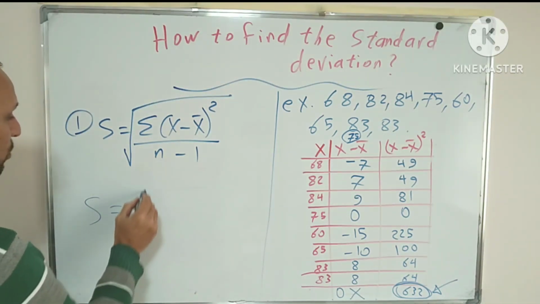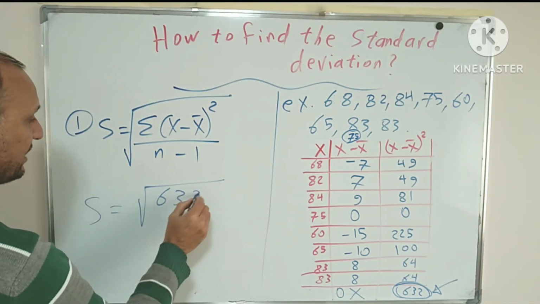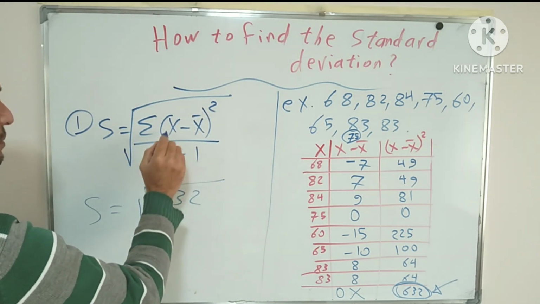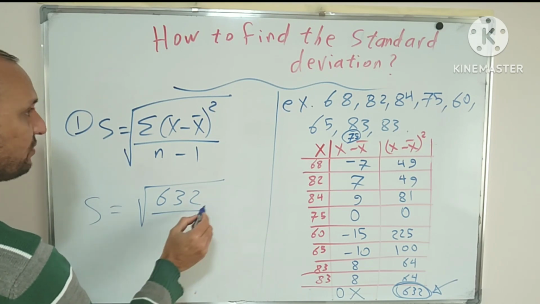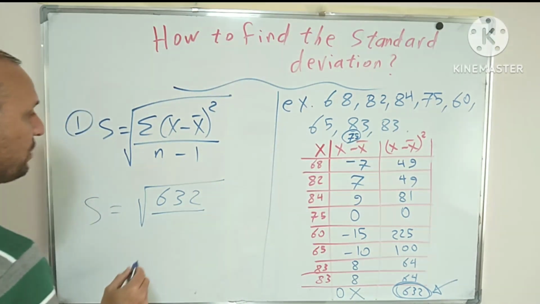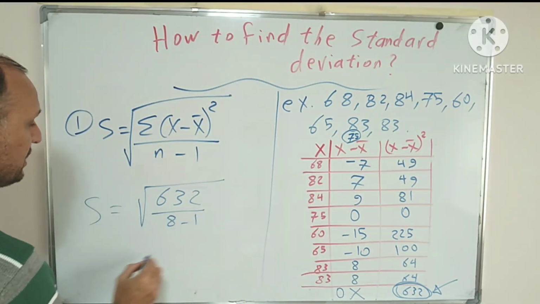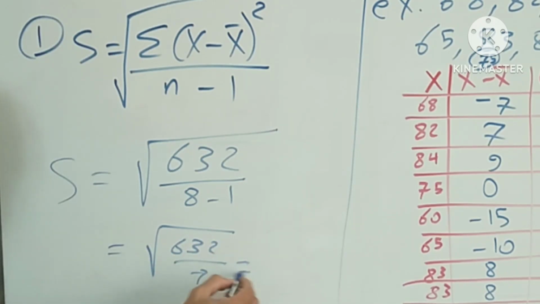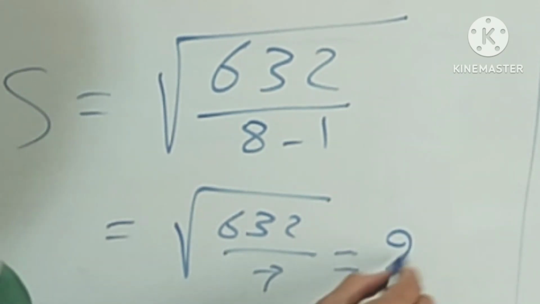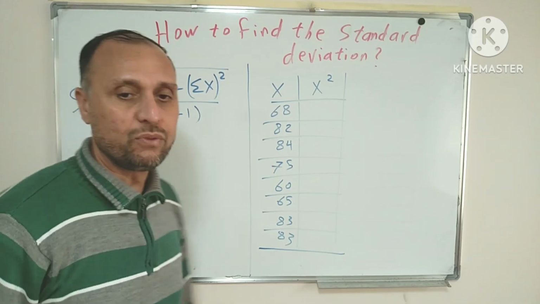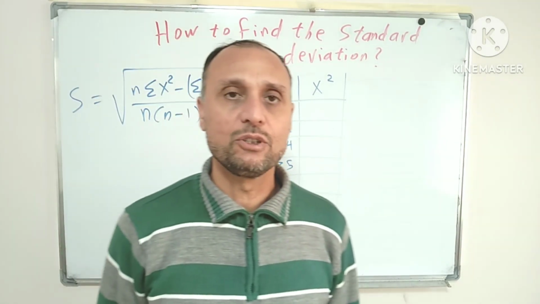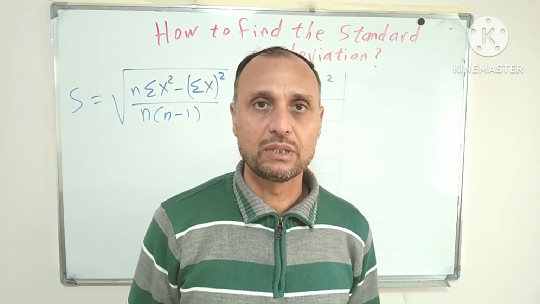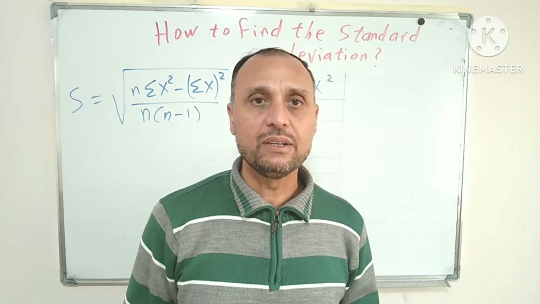S is equal to the square root of 632. This is the summation of the squared differences between the data and its mean, divided by how many numbers of data we have? 8. 8 minus 1 is equal to 7. If we use the calculator to find this value, we find it is 9.5.